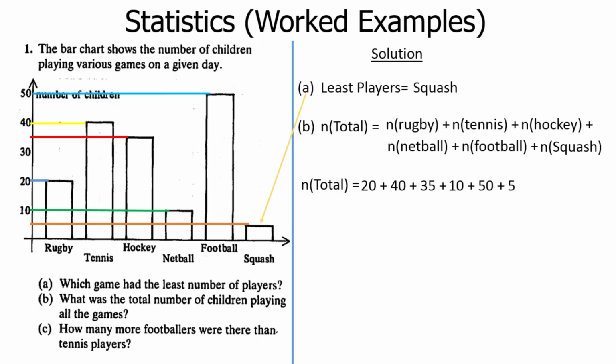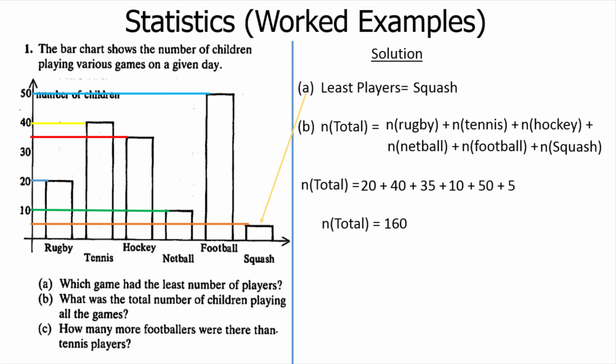So therefore, the total number of students playing all the sports will be 20 plus 40 plus 35 plus 10 plus 50 plus 5. From here, we can see by inspection that 20 plus 40 is 60. 60 plus 35 is 95. 95 plus 10 is 105. 105 plus 50 is 155. And 155 plus 5 is 160. Therefore, n total is equal to 160.